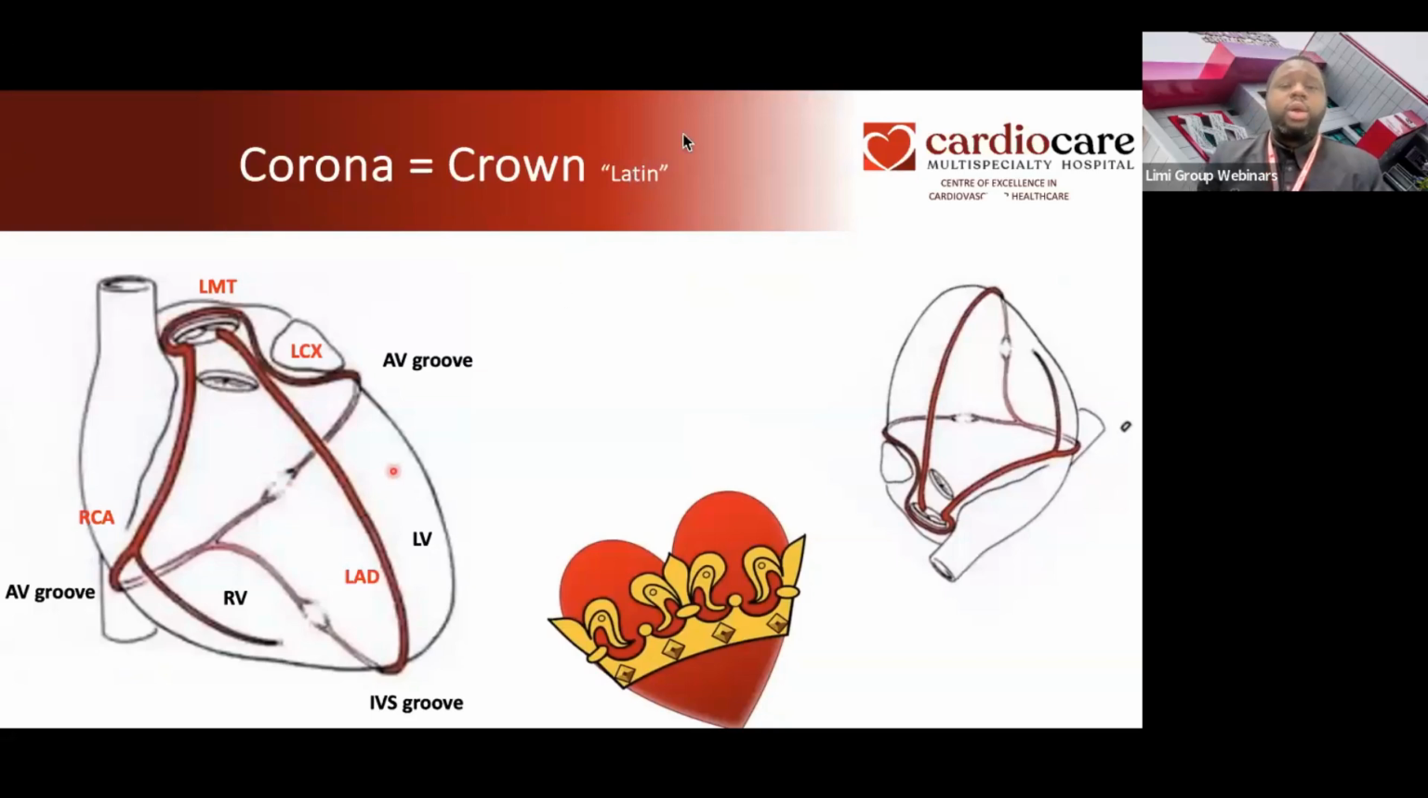All right. So the term coronary artery essentially is taken from the term crown, and it's thought that the coronary artery somehow, if you squint and bend your head sideways, can look like a crown. Well, I can't see how it looks like a crown, but that is what it is named after. Corona, crown, from Latin.